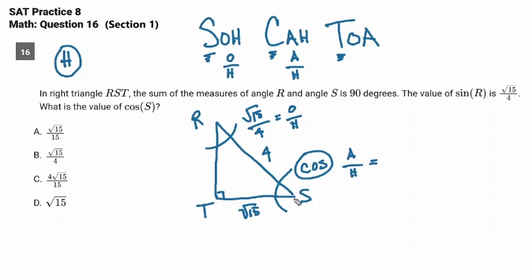There's two sides adjacent to angle S. One of them is the hypotenuse, though, so that's not the one that's adjacent. It's this one. So it's root 15 over the hypotenuse, which is 4. Guess what? That's it. That's the answer. It's B. You get it right, it's easy. You move on.